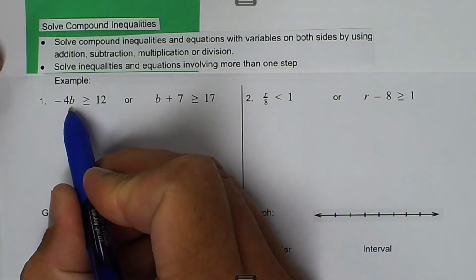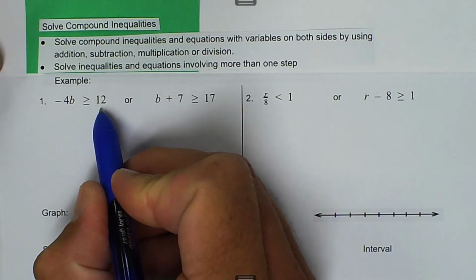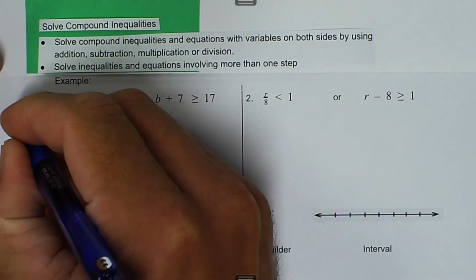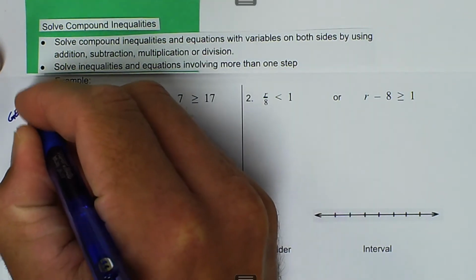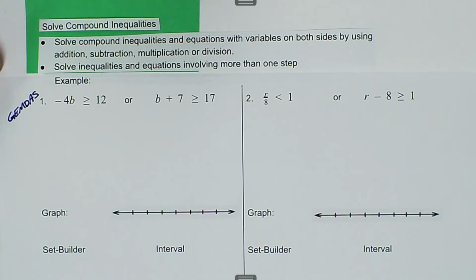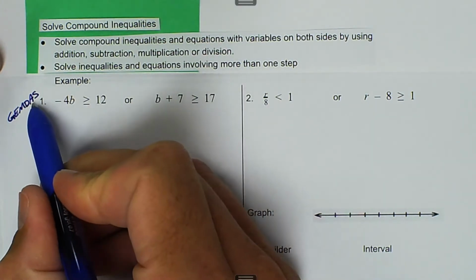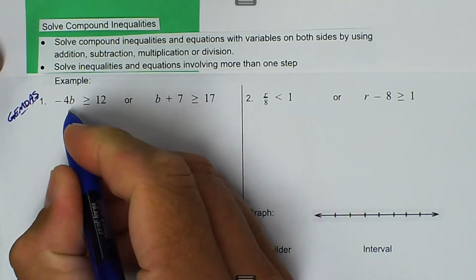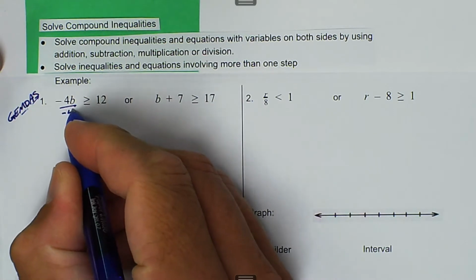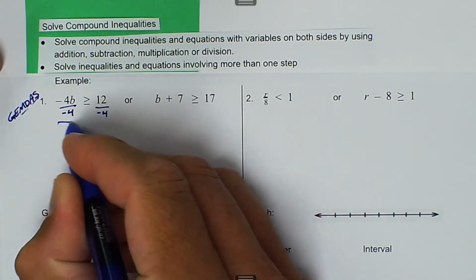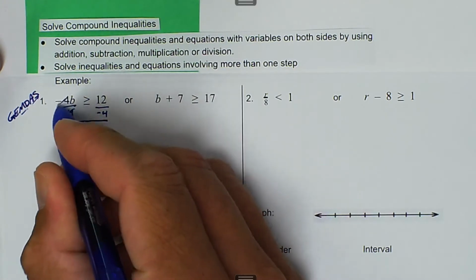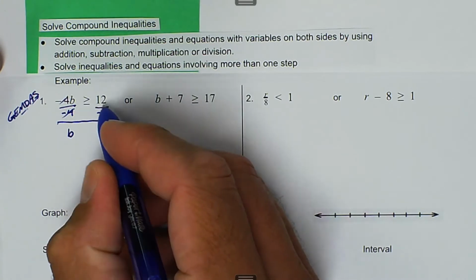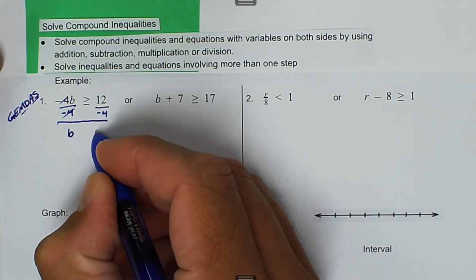So we have negative 4b is greater than or equal to 12. In order to get b by itself, we have to use GEMDAS. And we have to use inverse operation, so we don't have any addition or subtraction. Next, we have multiplication, so the inverse of multiplication is division, so we will divide by negative 4. And then our negative 4 and negative 4 cancel, and we're left with b. And then we have 12 divided by negative 4, which is negative 3.